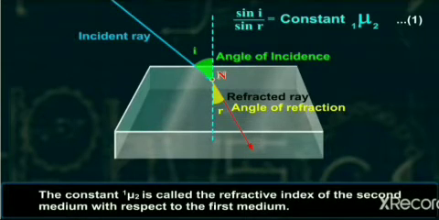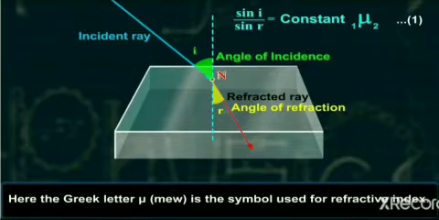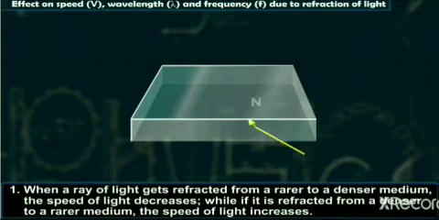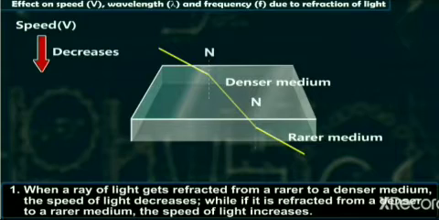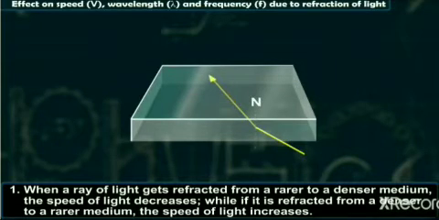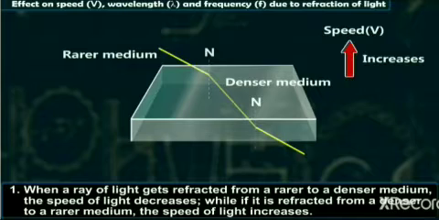The constant mu 2 1 is called the refractive index of the second medium with respect to the first medium. Here, the Greek letter mu is the symbol used for refractive index. Effect on speed v, wavelength lambda, and frequency f due to refraction of light. 1. When a ray of light gets refracted from a rarer to a denser medium, the speed of light decreases. When it is refracted from a denser to a rarer medium, the speed of light increases.